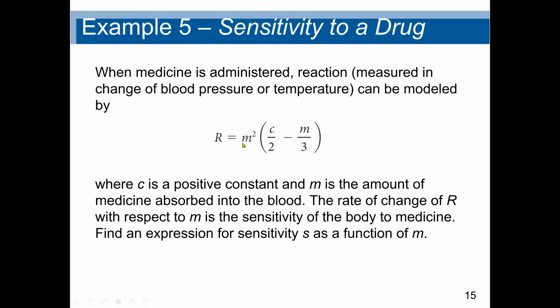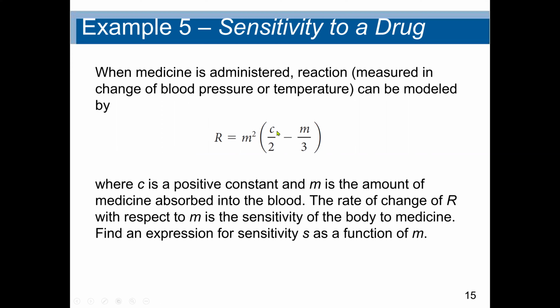So here we have an equation. I don't want to read the question, but they gave us a model about a medicine that a person is taking. This medicine will change the blood pressure or temperature, and it's modeled by this equation. First of all, when I look at the equation, I know this is a division, C by 2, M by 3. Even if I multiply M by everything, it's still a division, rational.